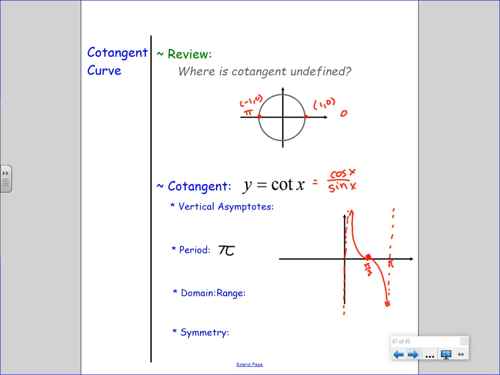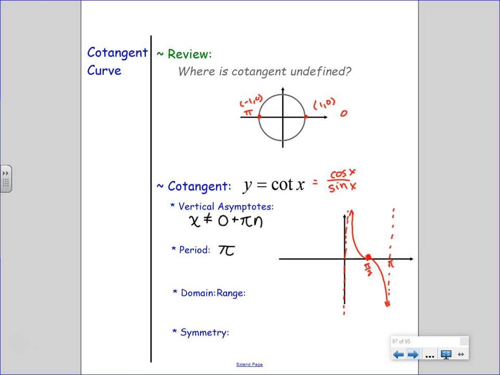Vertical asymptote. It's a little bit different. X cannot equal, I'm going to put 0 plus pi n, because 0 is the very first vertical asymptote. And then you add the periods to the right and you subtract periods to the left to get the next vertical asymptote and the next and the next. But you start at 0.